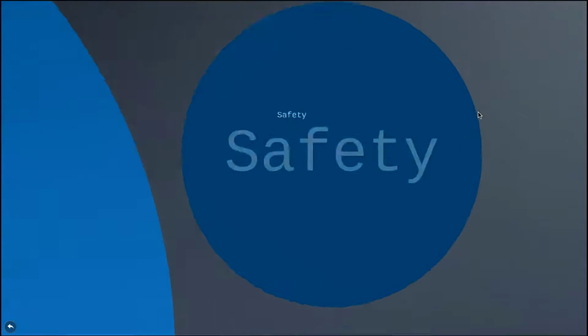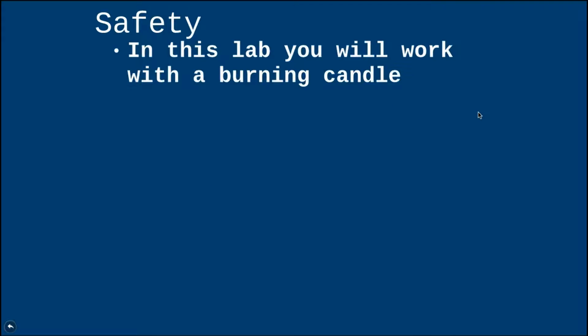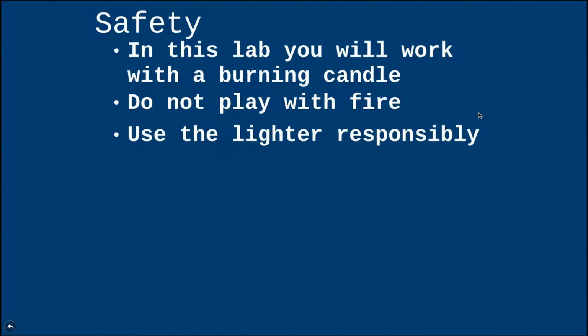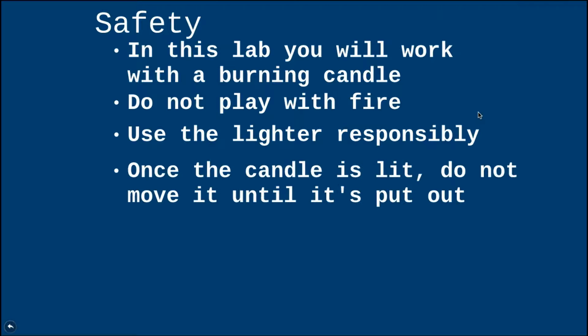All right, so just a word on safety very quickly: we'll be working with a burning candle. We'll have an open flame set around our desks. So guys, please be very careful with this. Please do not play with the fire. Don't be running your hands through it. I don't want anyone getting burned in my classroom. Please use the lighter responsibly. Make sure that it is only used to light the candle and nothing else, please.